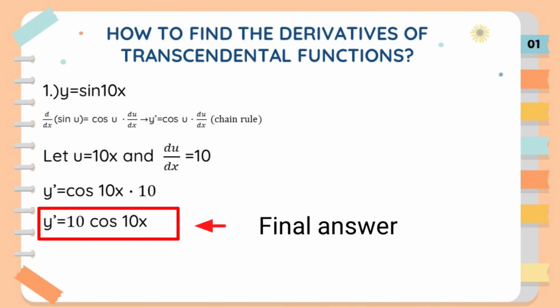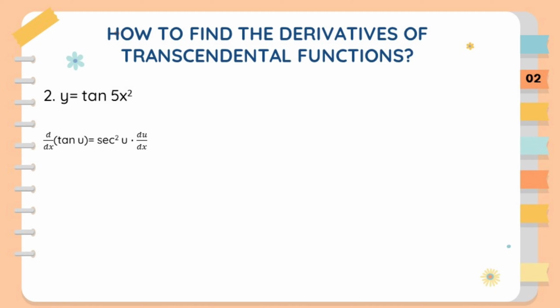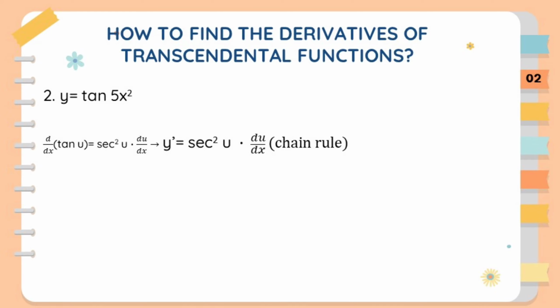In number 2, we're looking for the derivative of tangent 5x squared. The derivative of tangent u is secant squared u multiplied by du over dx. So, we have y prime is equal to secant squared u multiplied by du over dx. Let u be equal to the value inside, which is 5x squared, and get its derivative. Solving its derivative, we will get 10x, which is the value of du over dx.